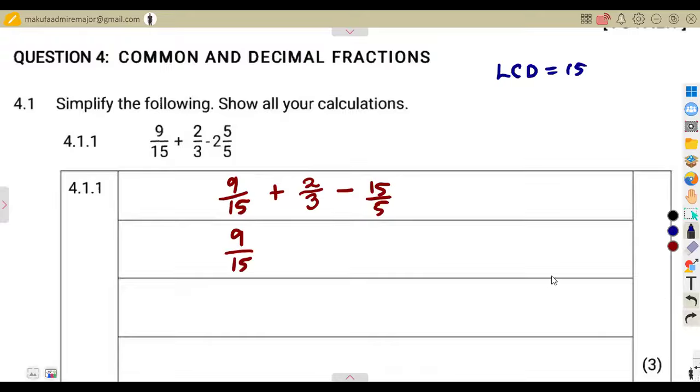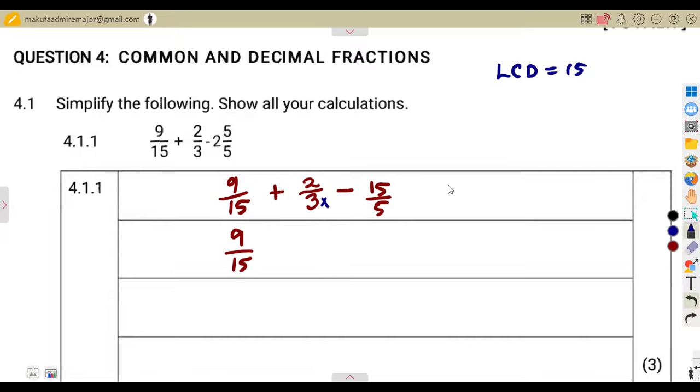You leave it like that. So you must have a 15 also here on these 3. You must have a 15 because you must maintain that. So how can we have a 15 here? What are we going to do? We are going to multiply by what in order for us to get a 15?